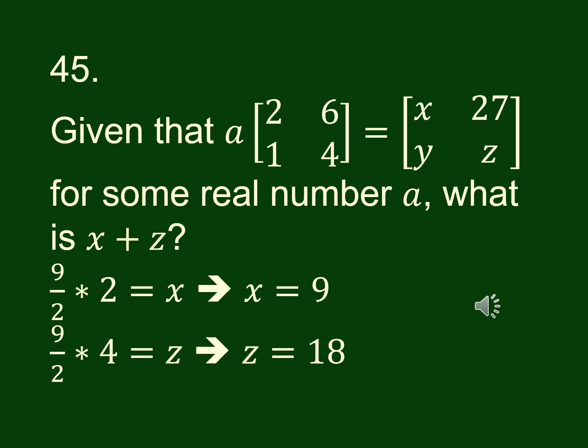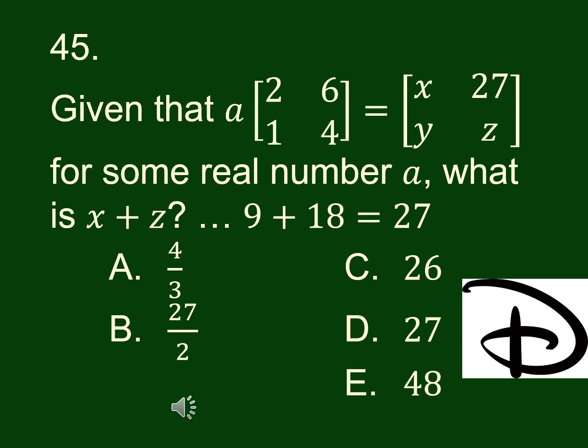And then I'm going to use that 9 halves to multiply out and figure out what x and z are. I take 9 halves times 2 to get x. Turns out x is 9. And I take 9 halves times 4 to find z, and it turns out that z has to be 18. The question says, what is x plus z? So I just add together 9 plus 18, and it's got to be 27.